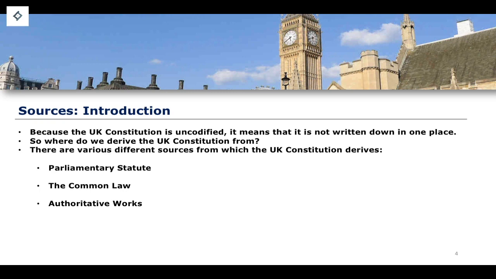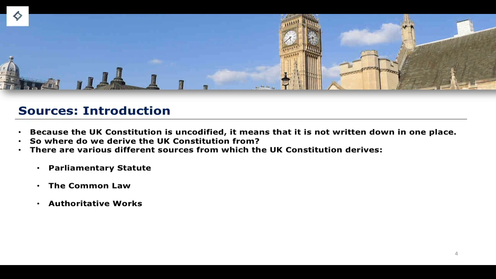So, for example, A.V. Dicey's Introduction to the Law of the Constitution from the 1800s is considered to be an authoritative work on the UK Constitution because it outlines and derives various principles pertaining to the rule of law and also pertaining to parliamentary sovereignty, all of which contributes to our understanding of the Constitution.